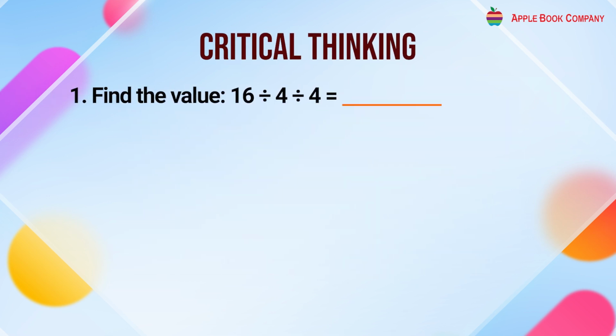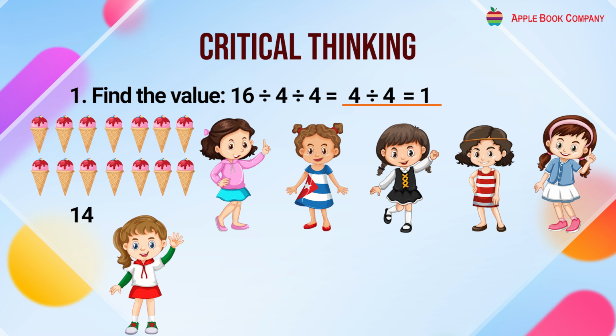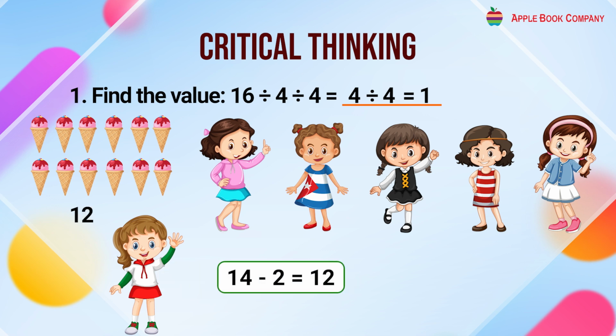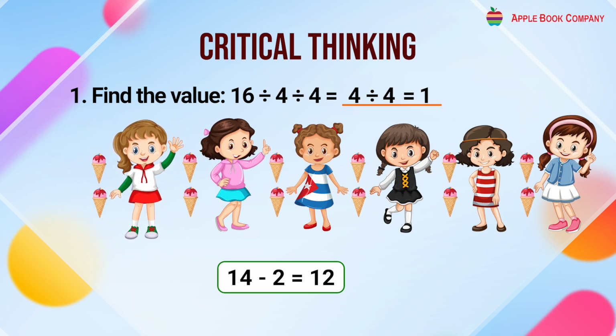Critical thinking. Find the value 16 divided by 4 divided by 4. So 16 divided by 4 is 4. Again 4 divided by 4 is 1. Julie bought 14 ice creams for her and her 5 friends. They are 6 in number. 2 ice creams fell from her hands. So 14 minus 2 is 12. They distributed those 12 ice creams equally among their friends, that is total 6. So how many ice creams did each friend get? There are 12 ice creams, there are 6 people in all. 12 divided by 6 is equal to 2.